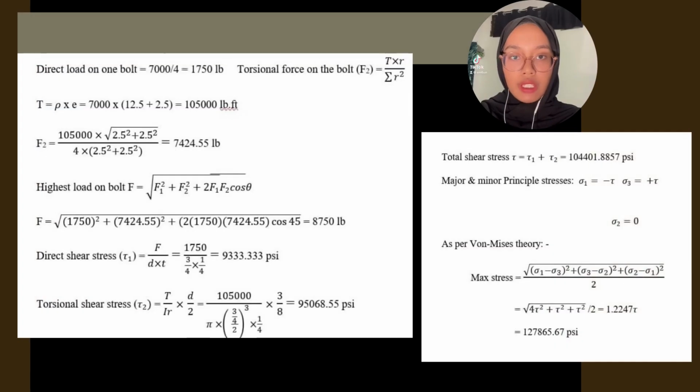As you can see, this is the calculation of the previous question. We have to find the direct load on one bolt and the torsional force on the bolt to find the highest load on the bolt. Then we have to calculate the direct shear stress and torsional shear stress to calculate the total shear stress, and the major and minor principal stress to calculate the maximum stress using the von Mises theory.